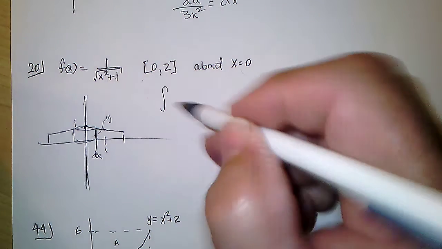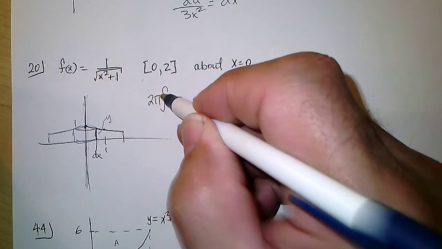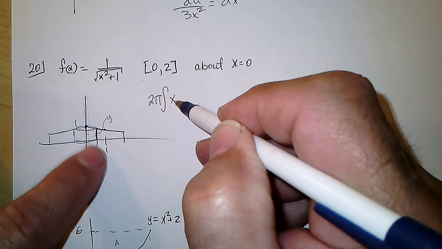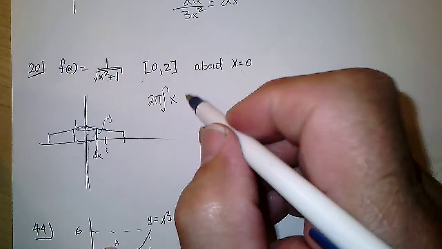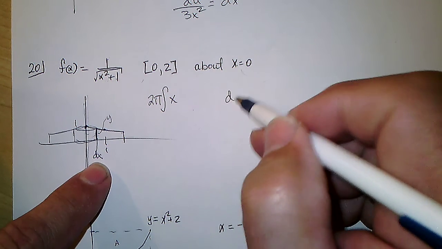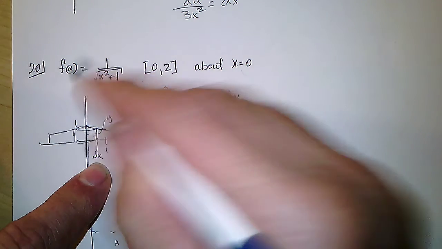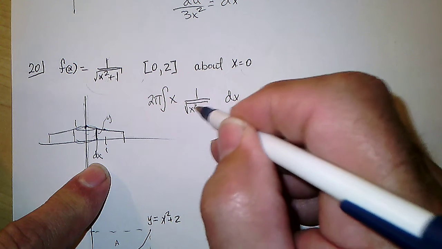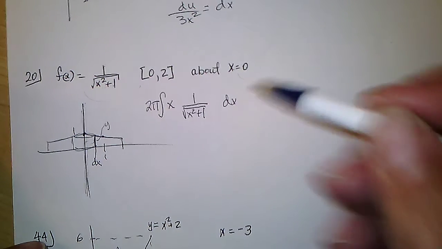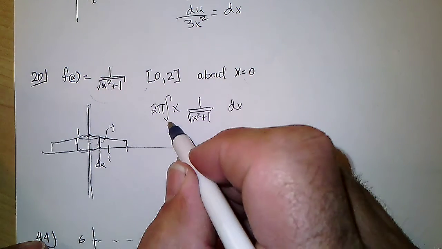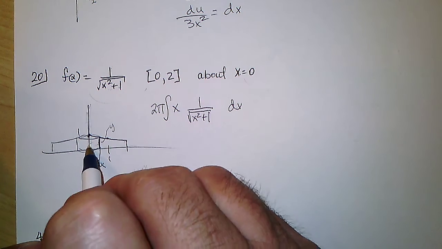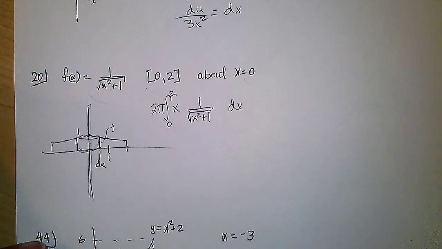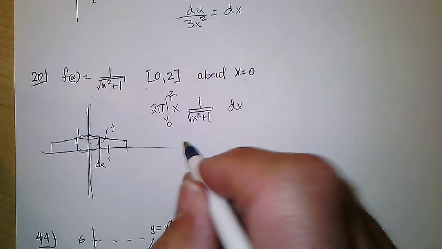So we're going to be integrating 2 pi radius. Radius is x. Height is y, and since the thickness is dx, we want it in x, so y in terms of x is 1 over square root of x squared plus 1. And we're going to integrate with x going from 0 to 2.